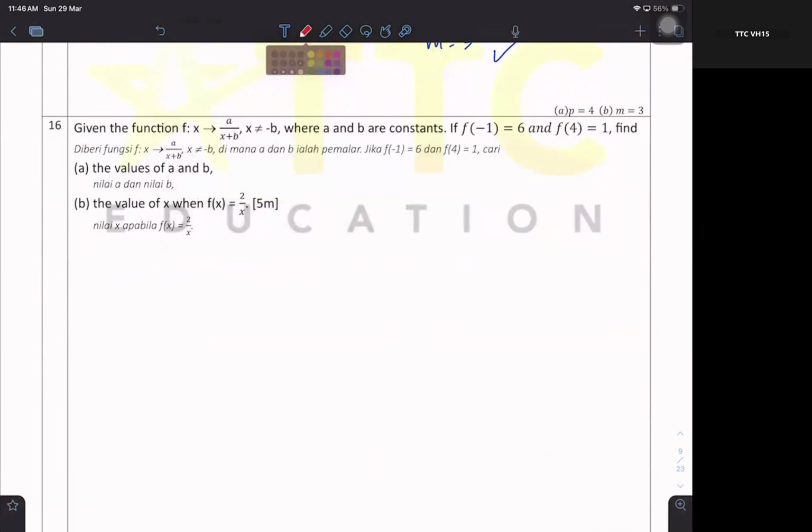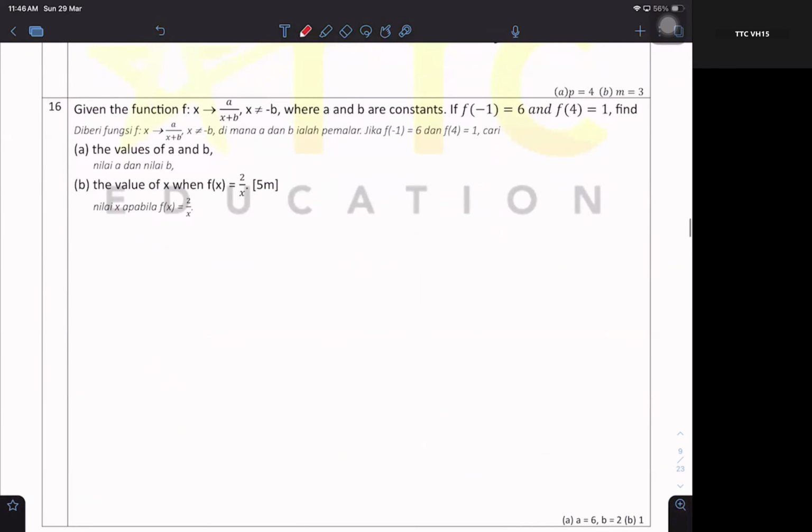Finally, we have something different. f(x) equals a over (x plus b), and f(-1) equals 6, f(4) equals 1. Now, you copy the question like this. I tell you what, you copy one on the left, one on the right. Don't put them together. Always one on the left, one on the right, understand?